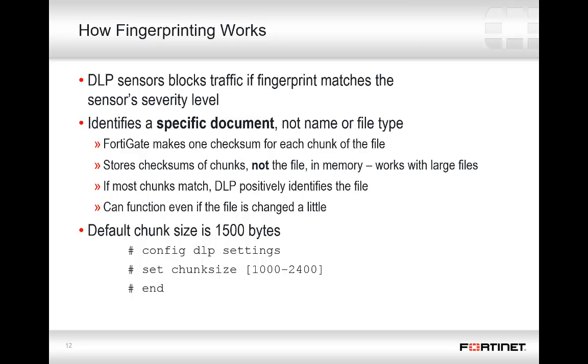How accurate is the fingerprint? How many checksums will DLP calculate and store? Smaller chunks mean that more checksums will be calculated per file, so DLP will fingerprint more accurately. It will still be able to identify a file even if someone changes it in a few places because the checksums of the other chunks will still match. The trade-off is that more checksums require more FortiGate memory for storage, so you must decide the best balance between performance and accuracy.